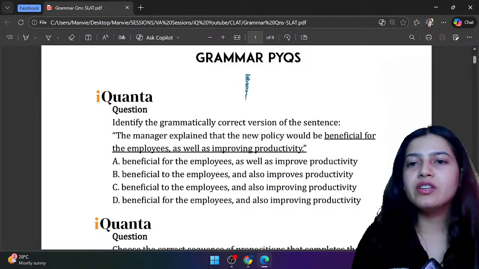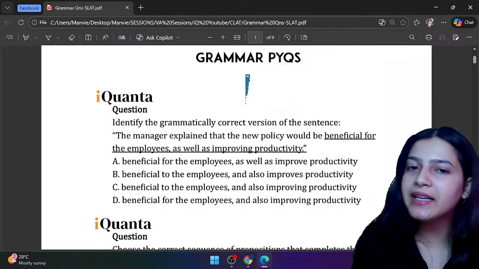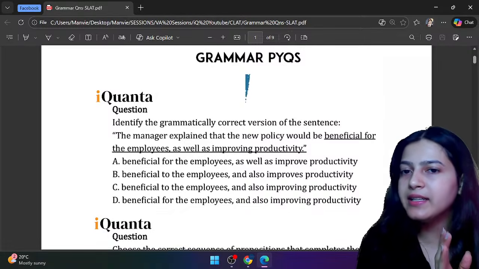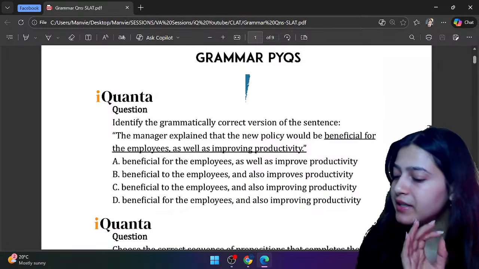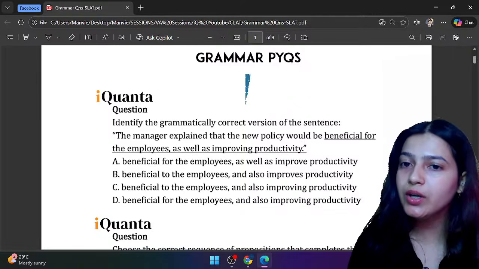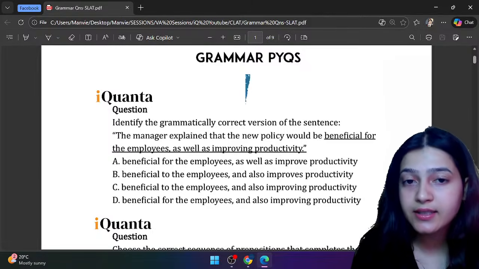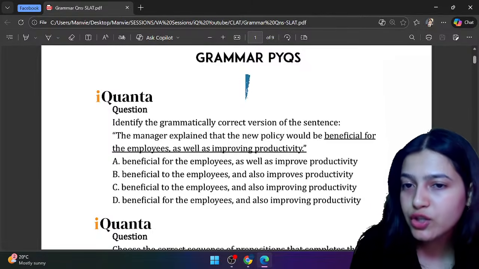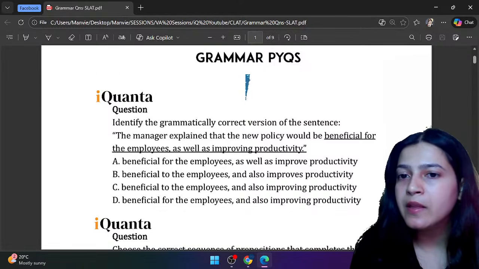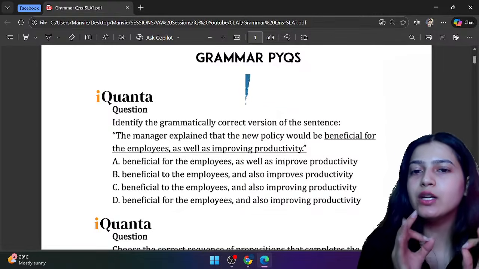Okay, great. So question number 1 says, identify the grammatical error version of the sentence. The underlined part is where you need to see that the error is. The question says that the manager explained that the new policy would be beneficial for the employees as well as improving productivity. You've got 4 options here, and out of these 4 options, you need to select which one is correct.